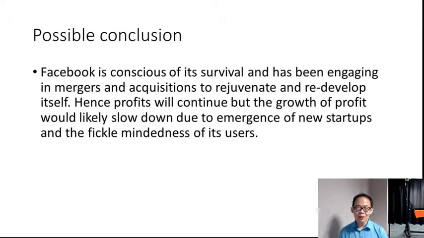So let's talk about a possible conclusion. Facebook is conscious of its survival and has been engaging in mergers and acquisitions to rejuvenate and redevelop itself. So who knows, it might even buy Snapchat. Hence, profits should continue, but the growth will likely be slowing down due to the emergence of these new startups and the fickle-mindedness of these users. Of course, now with the benefit of hindsight in 2018, you can say that the data leak will probably hurt their profits tremendously.